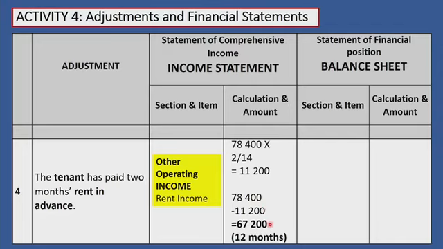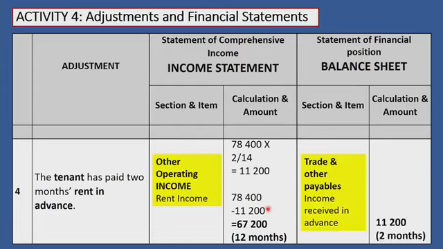The prudence concept obviously applies. No, sorry, my mistake. The matching concept applies here. I have to use only 12 months of income, not 14. I've earned only 12. And then this amount here would be in the balance sheet. And if you think about who owes who, we owe them, which is called income received in advance, which is a liability.